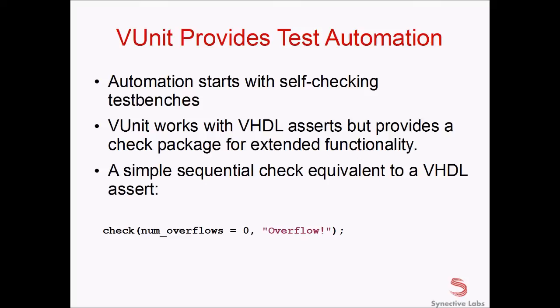So the main purpose of a unit testing framework, VUnit included, is to provide test automation. And automation starts with having self-checking test benches. You can achieve this with VHDL assert, but you can also use the VUnit check package for getting more extended functionality. In the simplest case, a VUnit check is the equivalent of a VHDL assert. So at the bottom of the slide there, you have a check for a condition, and if that condition fails, you get an error message.